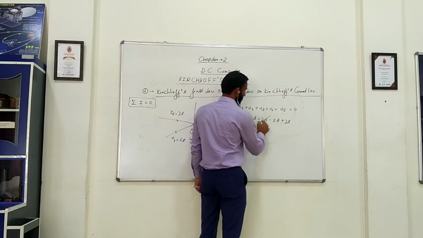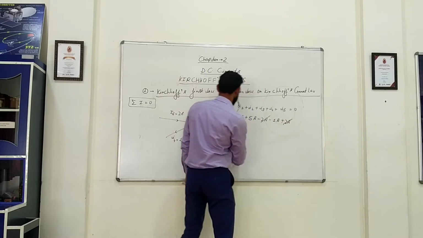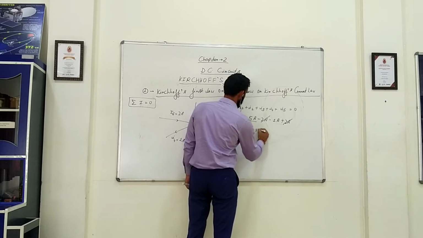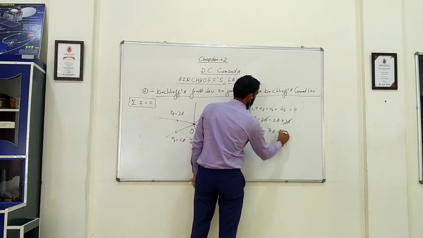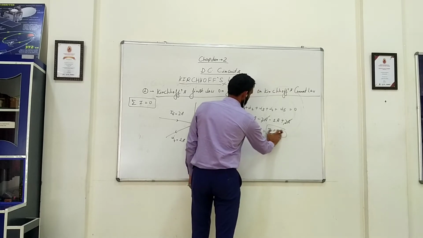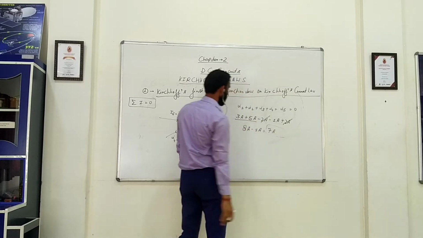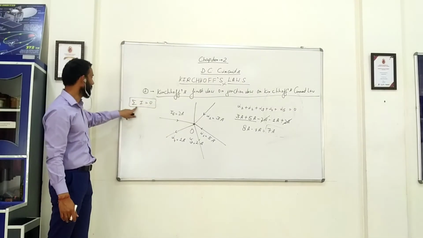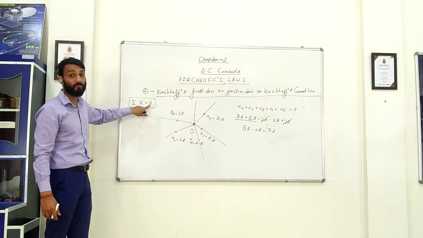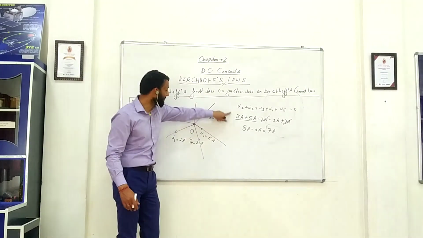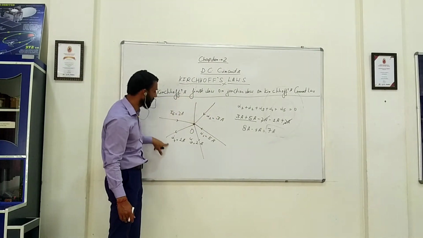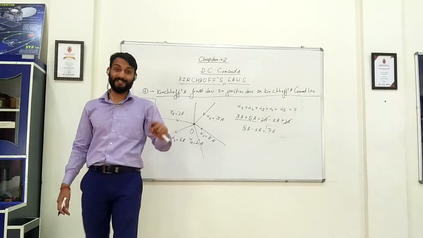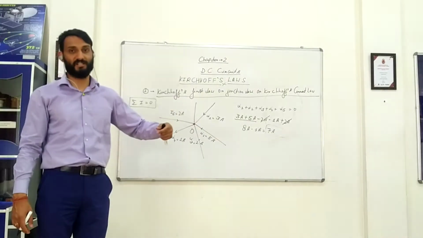So this gives 8 ampere minus 1 ampere, which will be 7 ampere. According to Kirchhoff's law, the sum should be equal to 0. So what does it mean? It means after combination of all these currents, I am getting a net current of 7 ampere, and since it is positive, it means it is going towards the junction.